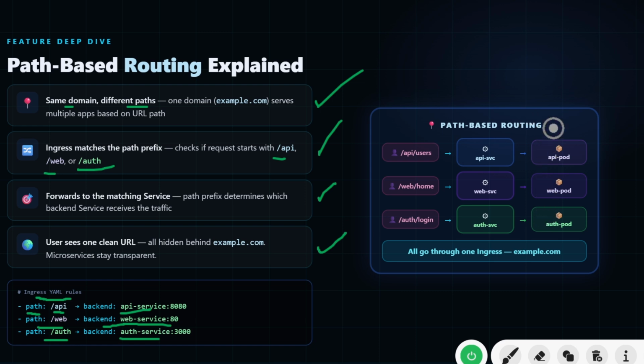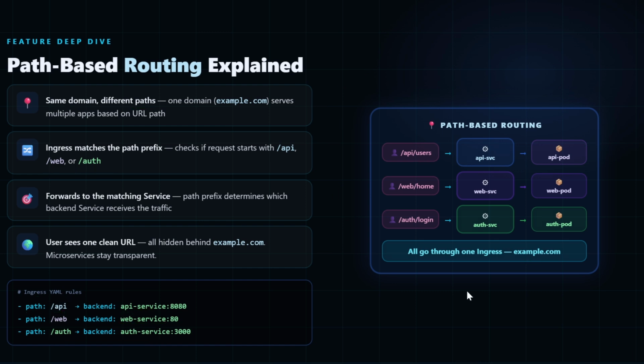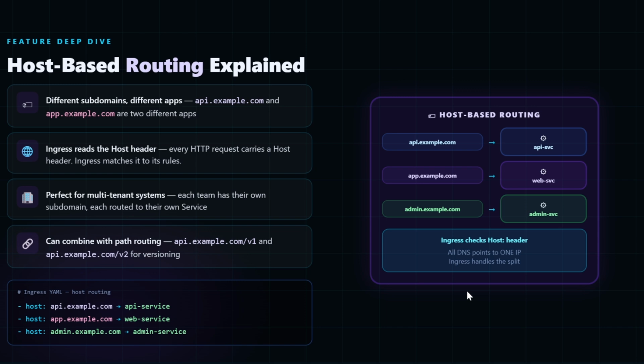And here is how exactly path-based routing works. The user specifies a path after the domain. If it is /api/users, then that will go to the API service, and this service will take the request to the respective API pod. Likewise for other paths also. All go through one Ingress only, one Ingress serving multiple services for the respective domains and subpaths.